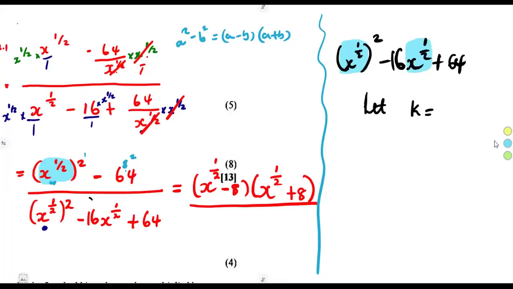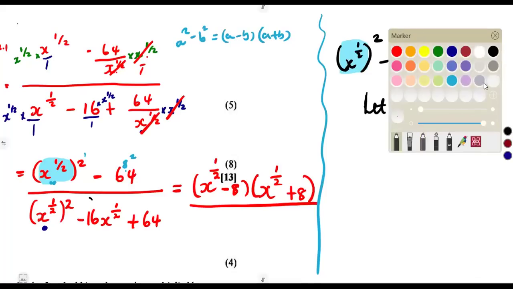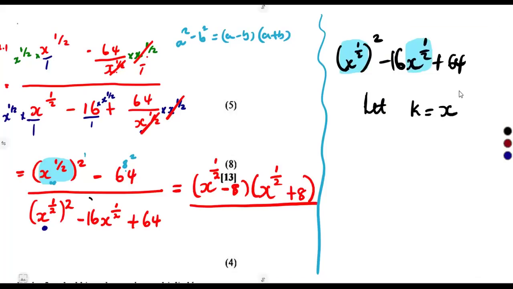So if we introduce a k for x to the exponent of a half, it means we are going to have this as k squared. Remember, this is k, but it is being squared. So that's k squared minus 16, this is our k, so minus 16k plus 64. Just like that.